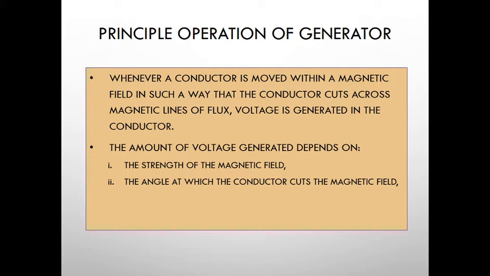So it depends on the angle. As it rotates, it cuts the magnetic lines of flux, so what you cut also depends on the angle, the position of your loop of wire. The third one is the speed at which the conductor is moved. If the rotor part of your generator rotates fast, then the induced EMF is also larger.